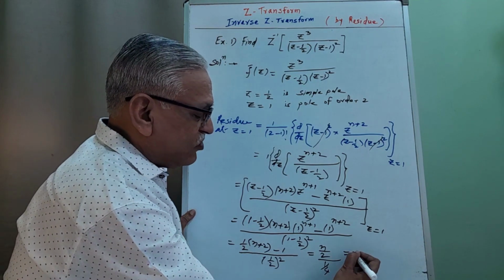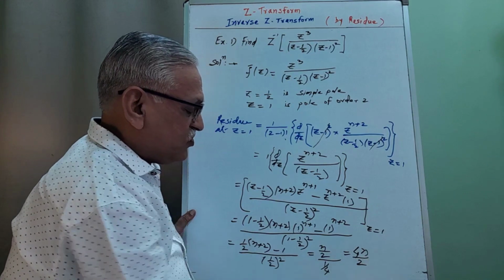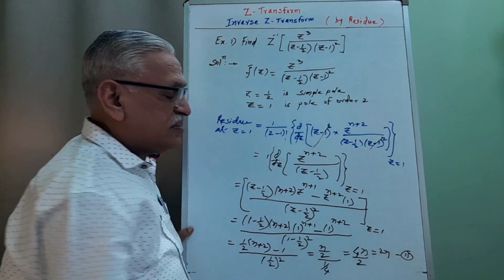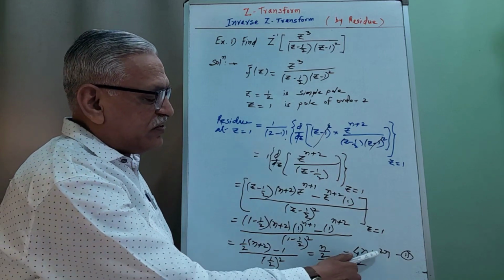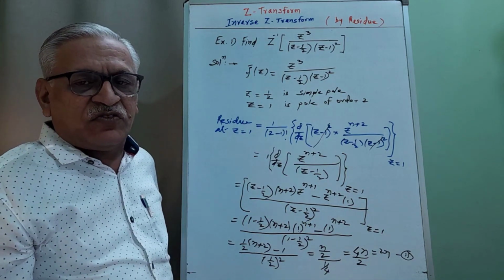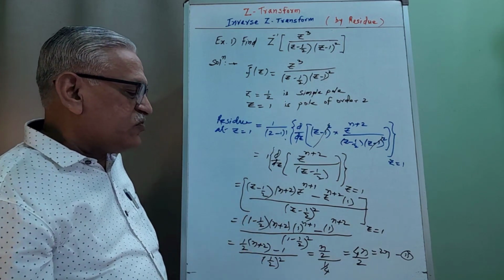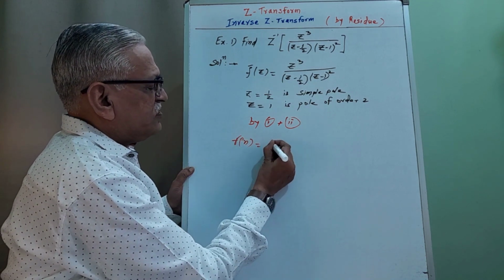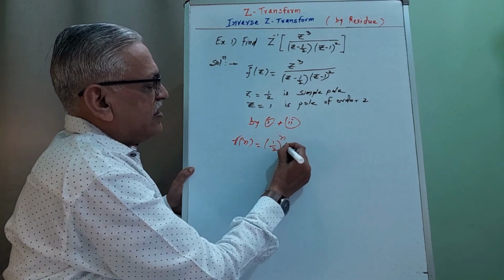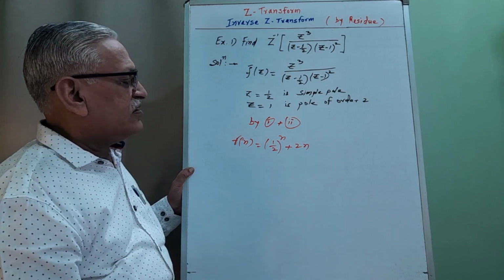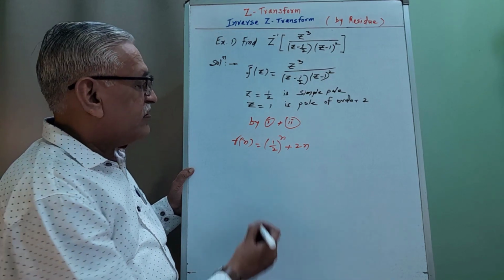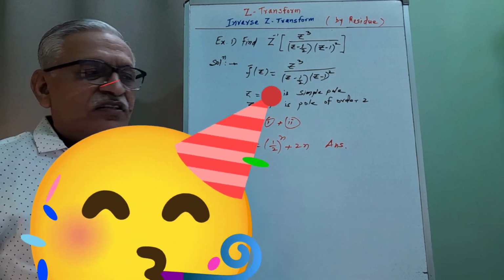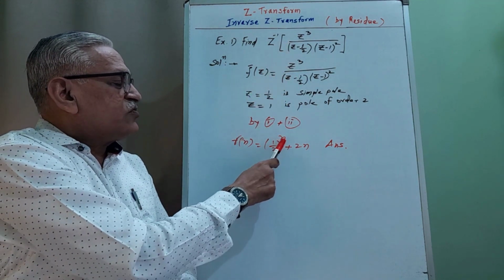And therefore, it goes to numerator 4n divided by 2, nothing but 2n. Therefore, the value for second residue is 2n, and then take the sum of those two residues, residue 1 and residue 2. Adding equation 1 and 2, we get f of n is equal to, first residue is 1 by 2 raised to n, and second residue is 2n, as the required answer. Therefore, the value of that inverse Z transform is 1 by 2 raised to n plus 2n.